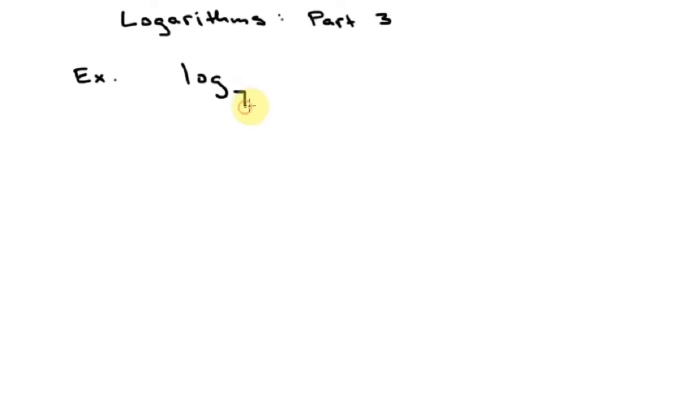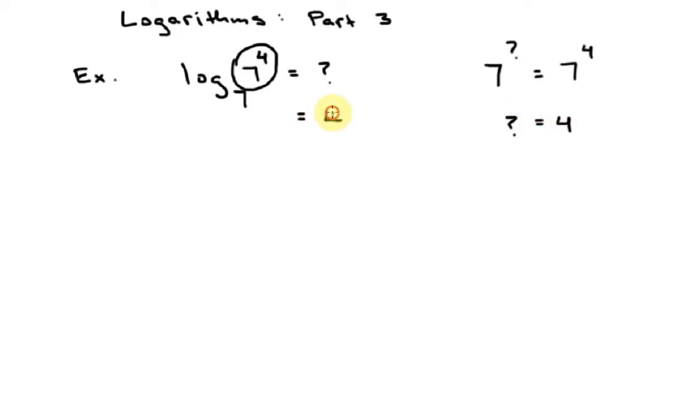So log base 7 of 7 to the 4. Oh boy, how are we going to get through this? Not too bad if you say, I don't know what that equals, but I know another way to write this expression: 7 to the unknown exponent has to equal what I'm taking the logarithm of. So 7 to the question mark has to equal 7 to the 4. Then I know what the question mark has to equal. It's got to equal 4. So that means this whole thing equals 4.